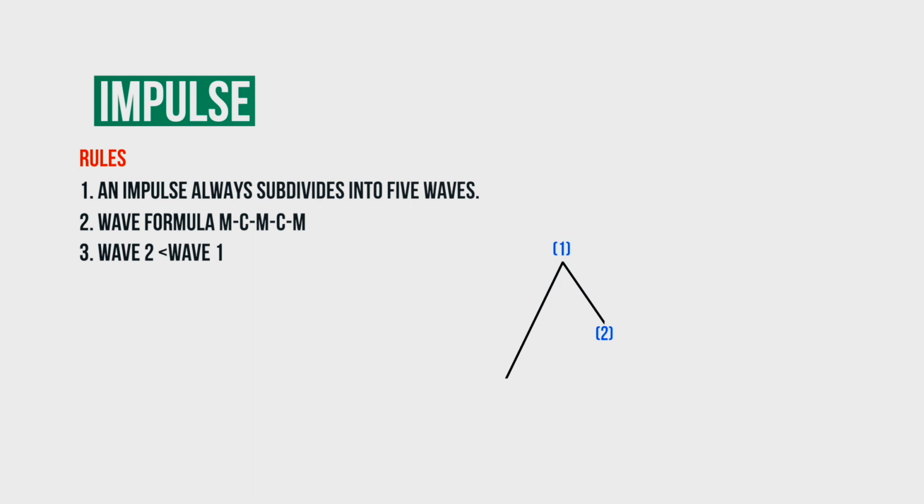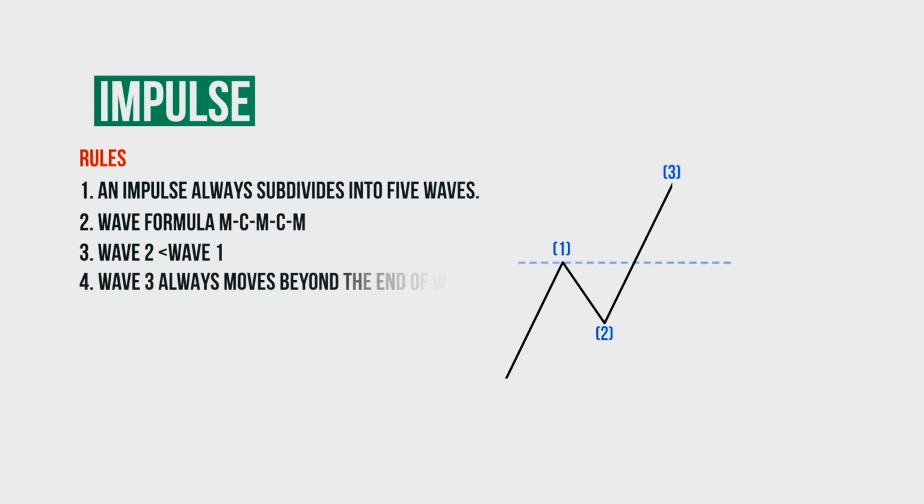The following rule is for wave 3. Wave 3 always moves beyond the end of wave 1. In other words, in its construction, wave 3 always rises above this level, that is, above the horizontal line drawn through the top of wave 1. And I would like to add that the third wave is very often the largest in impulse.